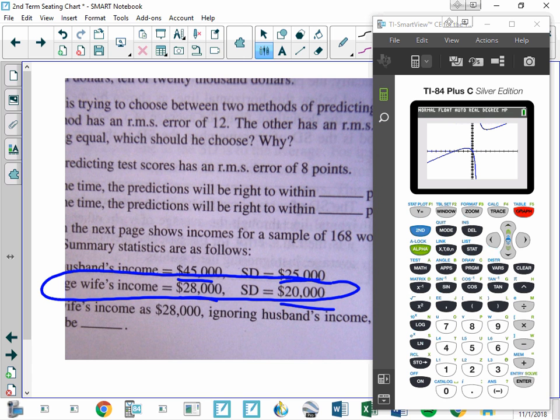B, all the predictions are on one of the lines of the diagram. Which one? Is it the horizontal line, or the slanted line, or the vertical line? The horizontal line. How come? Because that is the line where the wife's income is $28,000. Right? So we're ignoring the X values entirely. And we're just looking at that horizontal line at 28,000. Okay? All right.